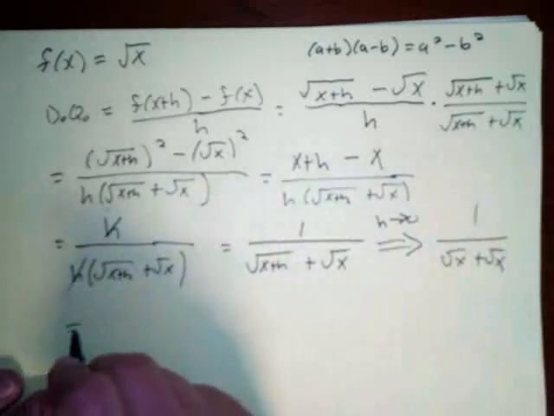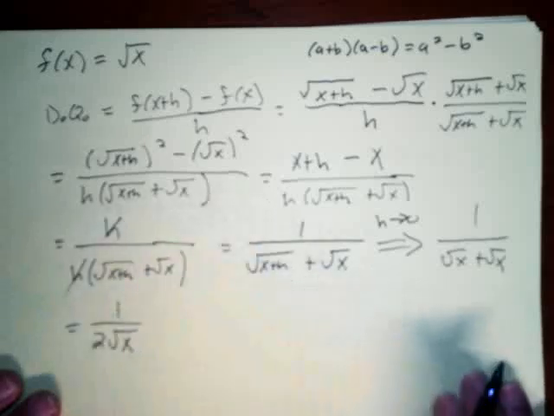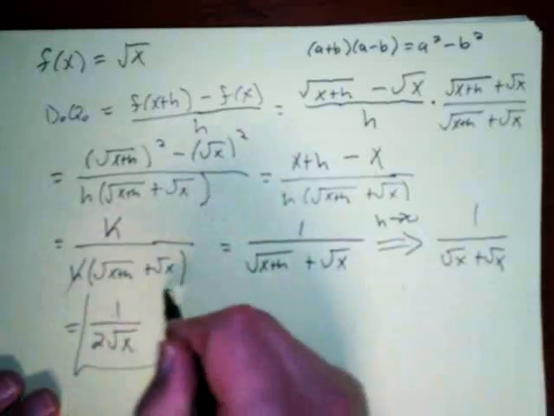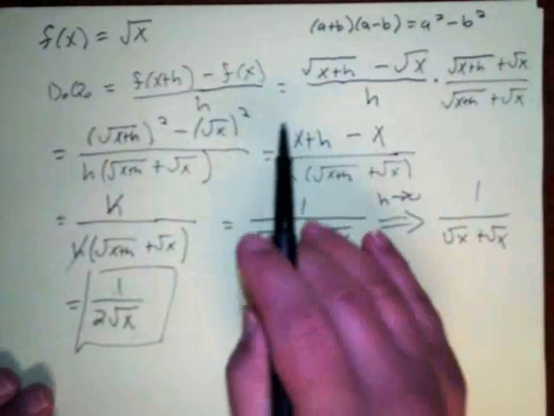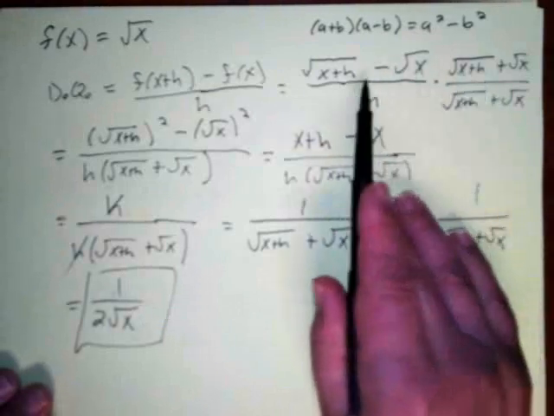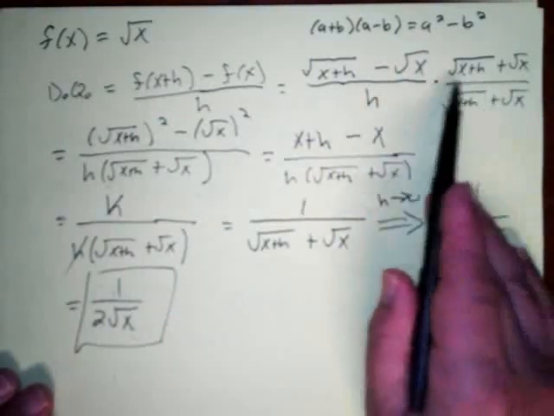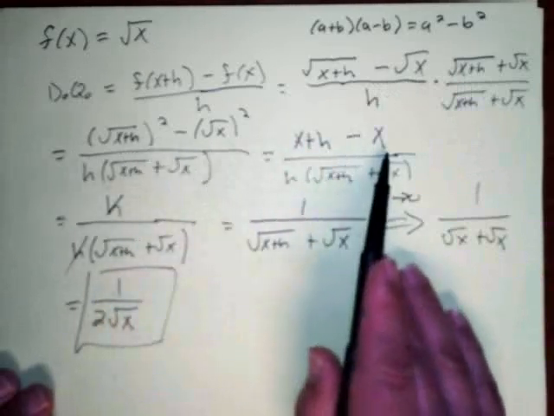And you could rewrite that as 1 over 2 times the square root of x. So this is the simplified difference quotient for that. The technique here is multiplying the top and bottom by what we can call the conjugate of this. And when you do, the square roots cancel out and you're left with this.